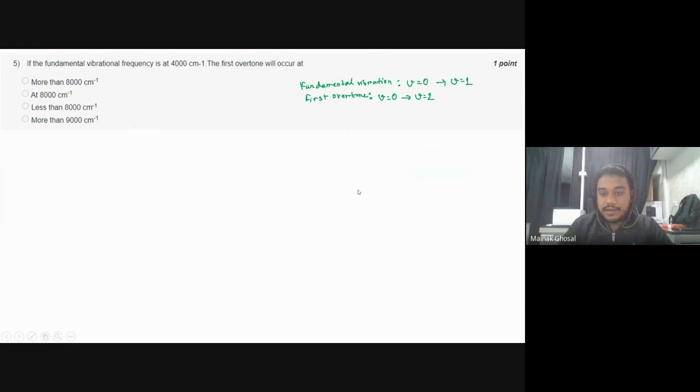So this is what I am trying to say: the fundamental vibration is from V equals 0 to V equals 1 state, and your first overtone will be from V equals 0 to V equals 2 state. Suppose I am writing this. First understand it qualitatively, then I will explain it with mathematics. So V equals 0, V equals 1, 2, 3.